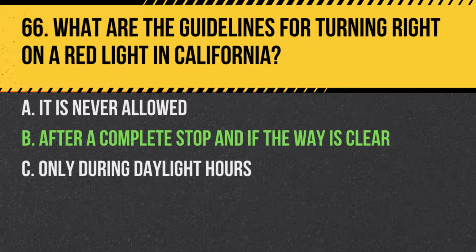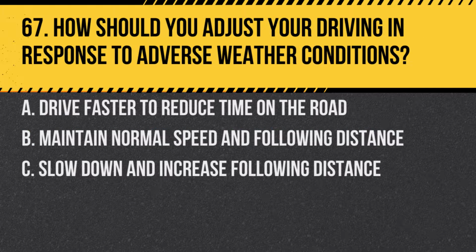Answer: B. After a complete stop and if the way is clear. In California, you may turn right on a red light after coming to a complete stop and ensuring that the way is clear and safe. Question 67. How should you adjust your driving in response to adverse weather conditions? A. Drive faster to reduce time on the road. B. Maintain normal speed and following distance. C. Slow down and increase following distance.